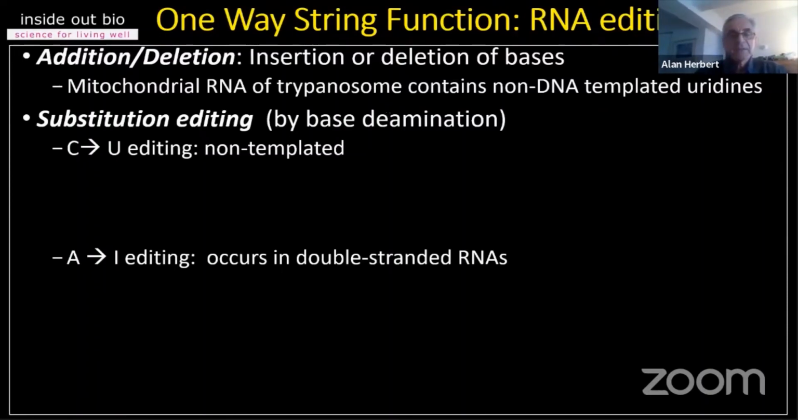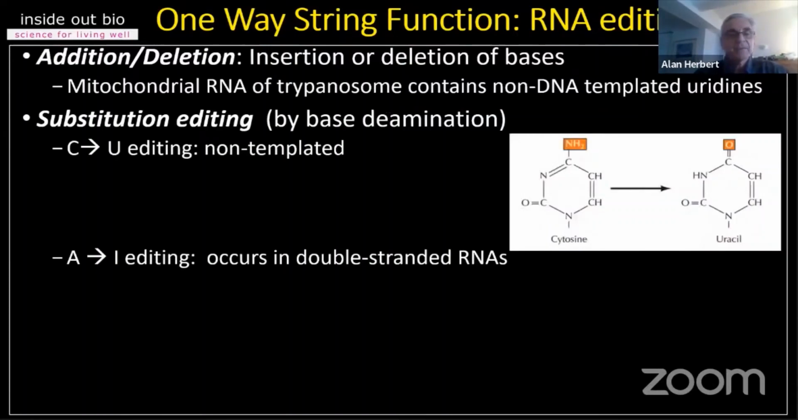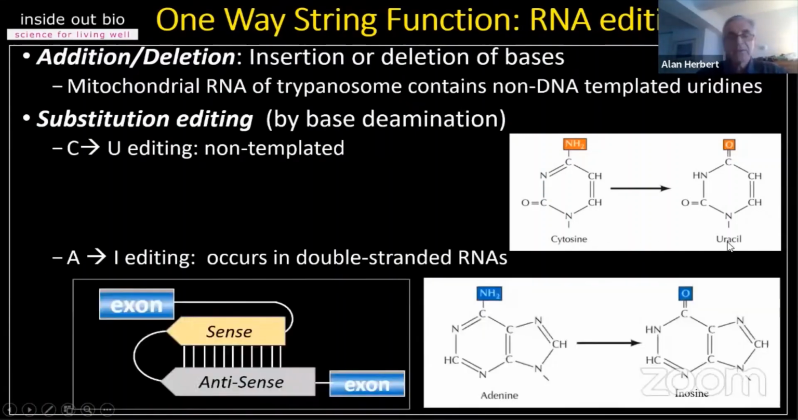The other type of editing, which is found in humans, is substitution editing, where you can get a change in one of the adducts on the ring, in this case from an amino group to a keto group. And so in this case, you change cytosine to uracil. And you can also do this for double-stranded RNA, which we'll talk about later, where the amino group is removed from adenine and you end up getting inosine, which is translated as guanine if it's in a codon. So these are just examples of string operations that happen on nucleotide sequence.